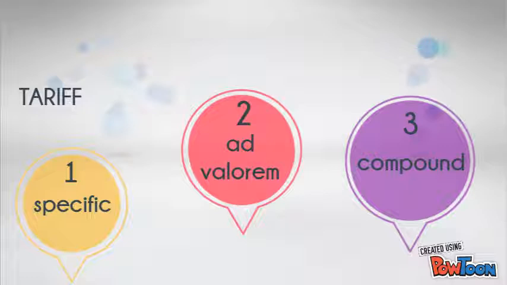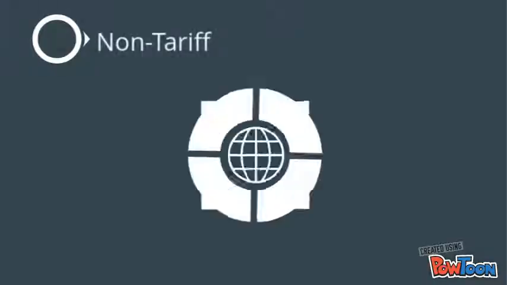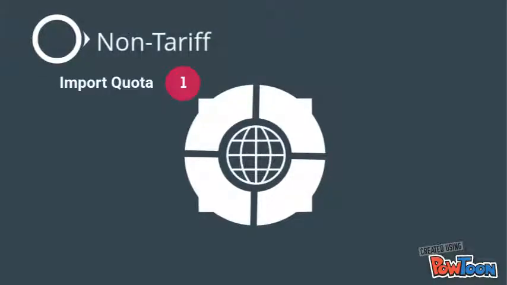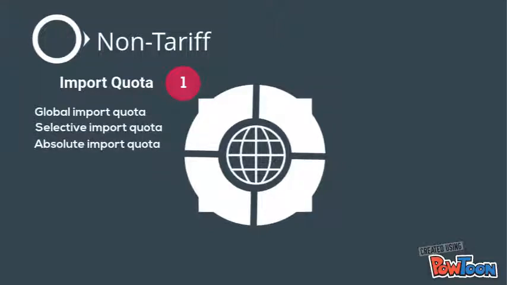This tariff is imposed on factory products manufactured from raw materials subject to tariff. For example, the tax rate for wool blanket is 2 cents per kilogram plus 6% ad valorem. Non-tariff barriers. 1. Import quota. Import quota is a physical restriction on the quantity of goods that can be imported at a time, usually a year. This quota usually blocks less than the actual quantity. Among the import quotas are global import quota, selective import quota, and absolute import quota.